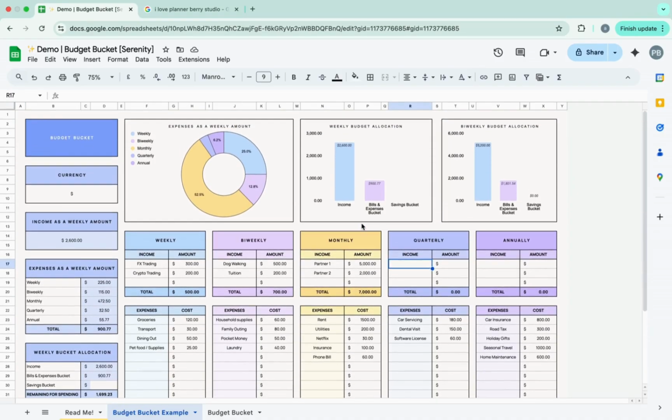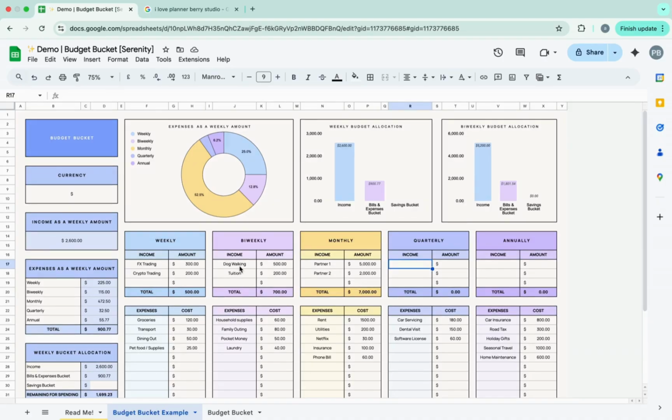So let's start with the overview of the visuals at the top. On the left, this donut chart shows how your total weekly expenses are distributed across time buckets: weekly, bi-weekly, monthly, quarterly, and annual. The bar charts on the right, these two, break down your weekly and bi-weekly budget allocation, comparing your income versus what you've allocated for expenses and savings. So they give you a clear view of your cash flow rhythm so you can see what's left for the spending, guilt free.